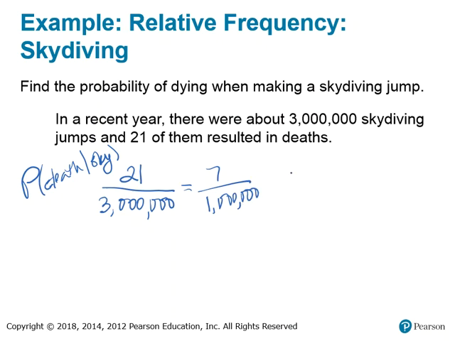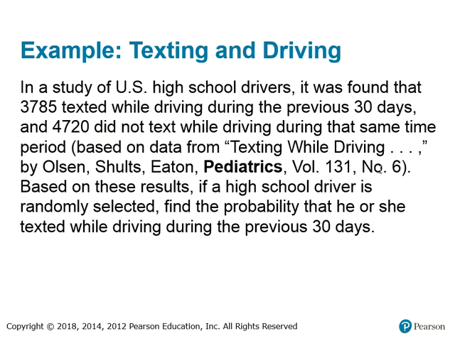You can leave it like that, or if you want, you can change it to a decimal. Here's an example talking about texting and driving. In a study of U.S. high school drivers, it was found that 3,785 texted while driving during the previous 30 days, and 4,720 did not. Based on these results, if a high school driver is randomly selected, what would be the probability that he or she texted while driving during the previous 30 days?